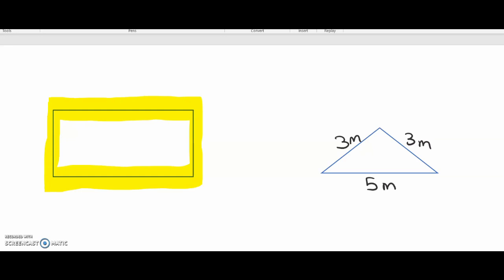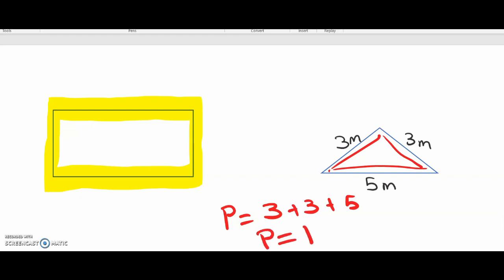So for the triangle, you can see that we have one side being 3 meters, the other side being 3 meters, and the bottom being 5 meters. To work out our perimeter, all we need to do is add up all those measurements. So 3 plus 3 plus 5: 3 plus 3 is 6, plus 5 equals 11. So the perimeter is equal to 11. We need to make sure we've got our units, and that is 11 meters.